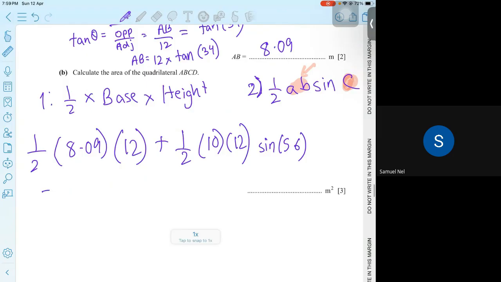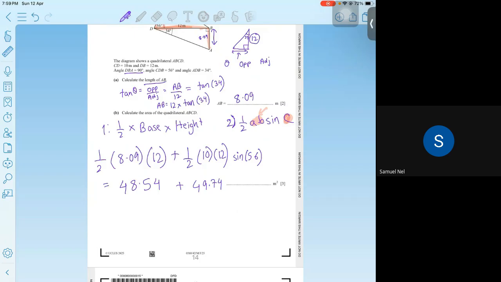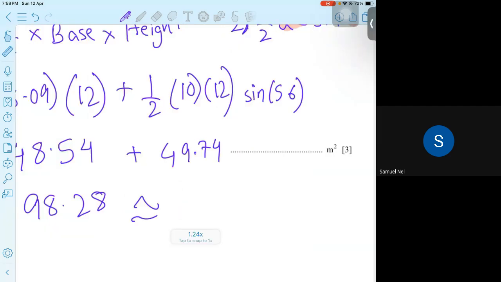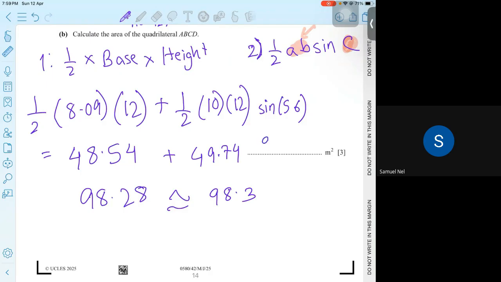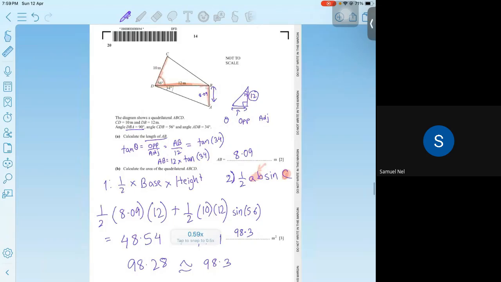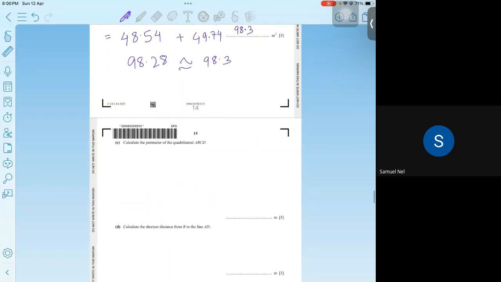So this, I believe, is 48.54. This, I believe, is 49.74. And if you add the two of these, you should get something along the lines of 98.28. So you could round this up, or you could round this to 98.3. Are you all with me? Anyone here who'd like me to repeat the question or repeat anything here? Okay, thank you so much. Please stop me at any point if you feel like I have to repeat something, okay?